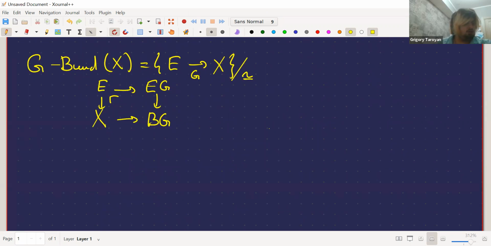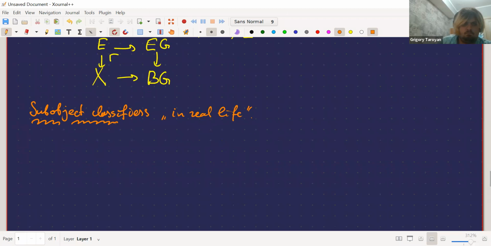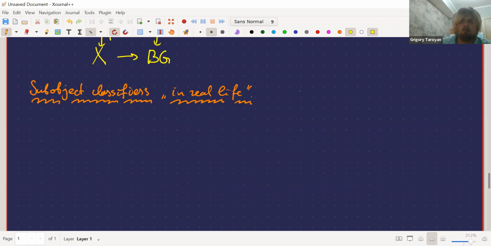And now I want to turn to applications of subobject classifiers in real life. Of course, by real life, I mean some familiar categories, but nevertheless, let's examine it. Subobject classifiers. Okay, so example number 1 are finite sets. And here we have the same subobject classifier as in ordinary sets.